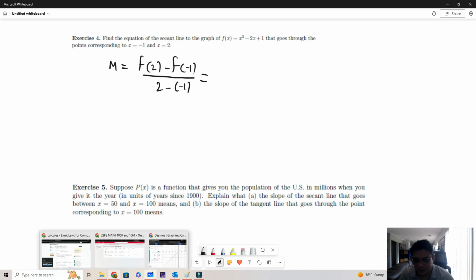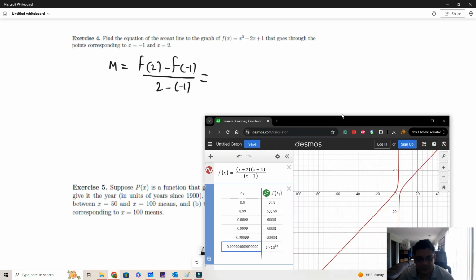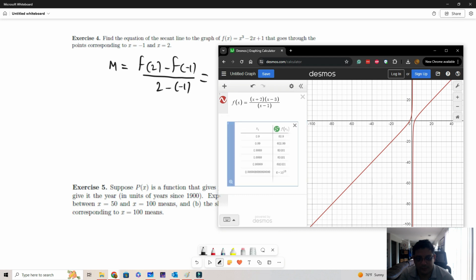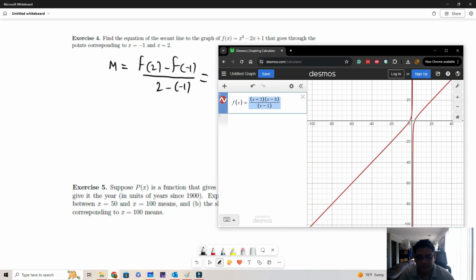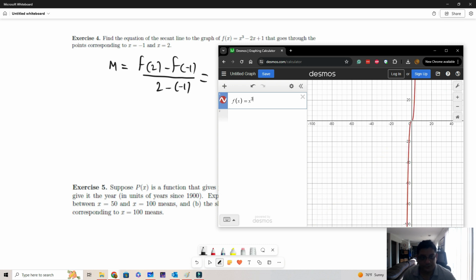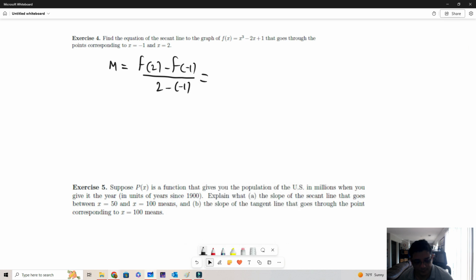Again, I can use something like the calculator to calculate those values. Now I'm going to change my f to be x cubed minus 2x plus 1. I'm just doing this right now with the calculator, but you can do this pretty much by hand. You can just plug in the numbers, right? So this is going to give me 5, and this is going to give me 2. And you can kind of see it here.